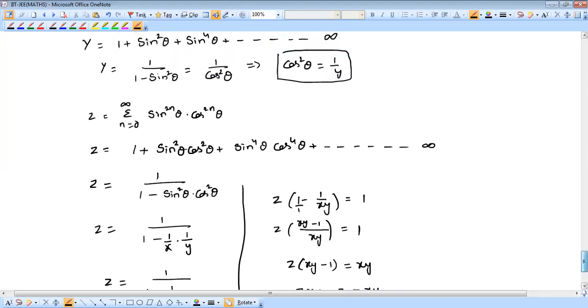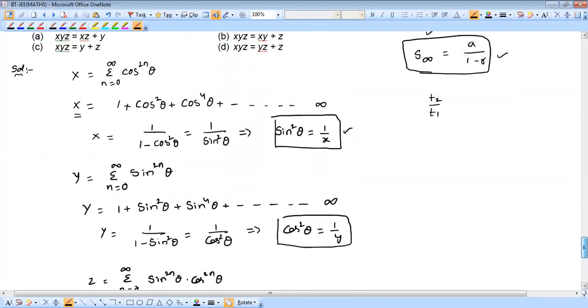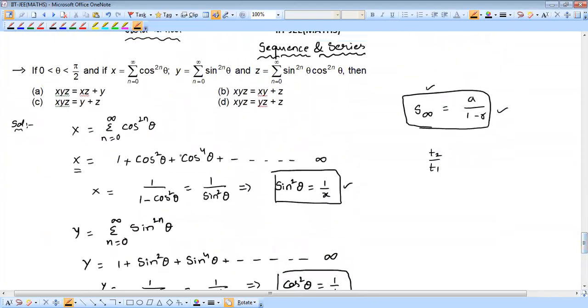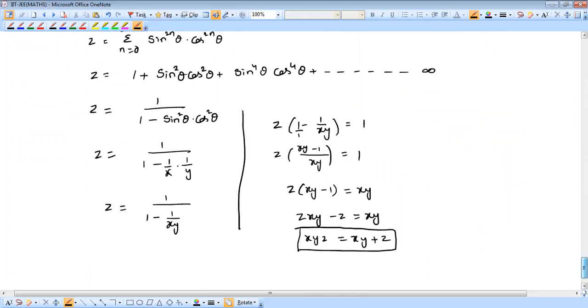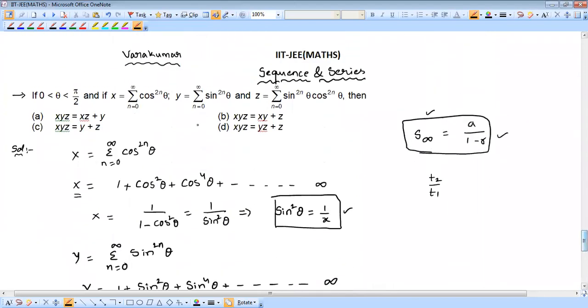Let us see where it is coinciding. It is coinciding with xyz = xy + z. Yes, so option B is the right answer. That's all. This completes the solution.